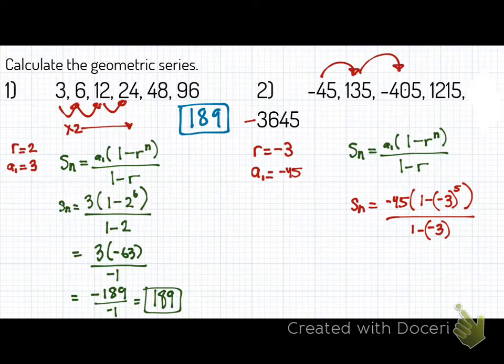Let's start with this exponent here. What's negative 3 to the 5th? Meaning what's negative 3 times negative 3 times negative 3 times negative 3 times negative 3?